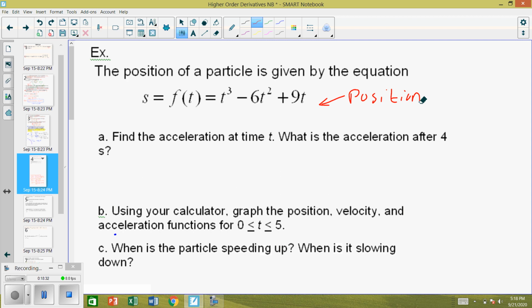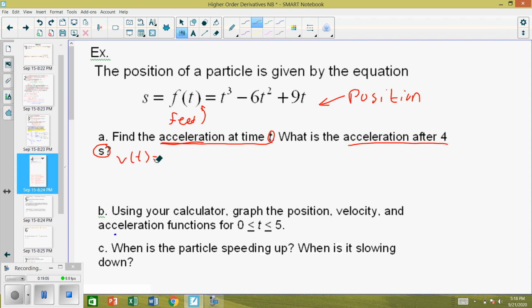So, anyway, that's position. It wants us to find the acceleration at time t, and then it wants to know what the acceleration is after 4 seconds. It does specify 4 seconds. Just for the sake of this problem, we'll assume this is in terms of feet for our position function. Now, to find acceleration, we must first have our velocity function, right?